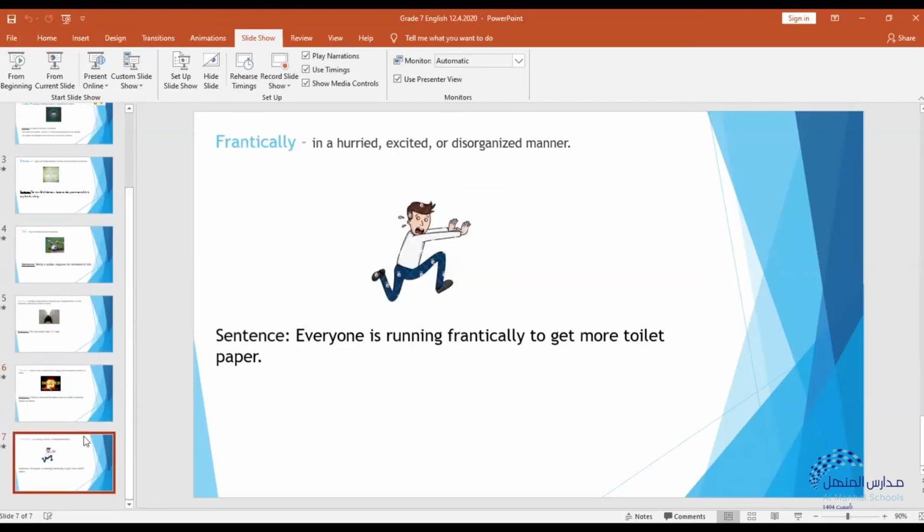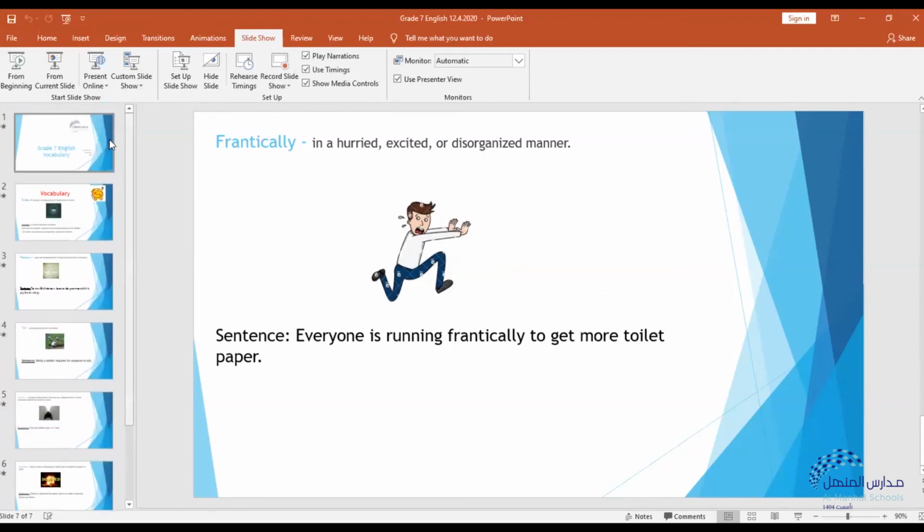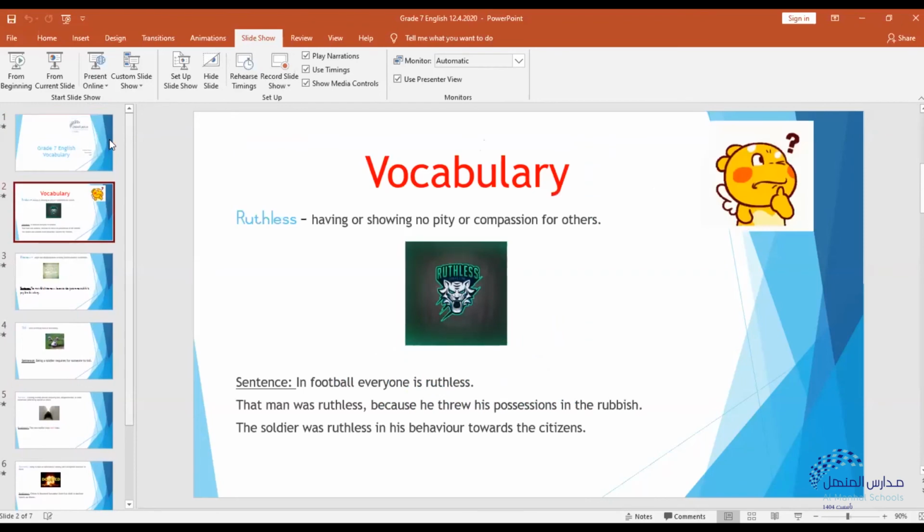And then we moved on, and the next word was frantically. That's how we pronounce the word. In a hurried, excited, or disorganized manner. And the sentence that was given for this word was, everyone is running frantically to get more toilet paper. So that's our vocabulary for today, grade sevens.